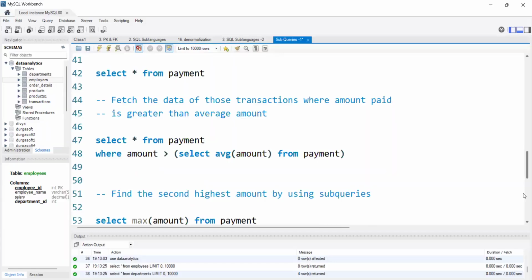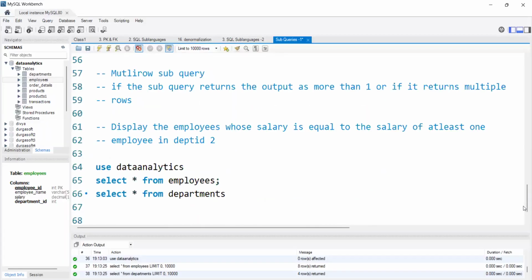Now here also, whatever question I have, I divide that question into two parts. For the second part of the question, I need to fetch the salary of employees in department ID 2. Whenever we are talking about any particular department, we can have multiple employees. We cannot say that we will have only one employee. That means whenever we fetch that data, we will get multiple values as the output. So that is why we will consider this syntax a multi-row subquery. Now let's see how we will solve that.